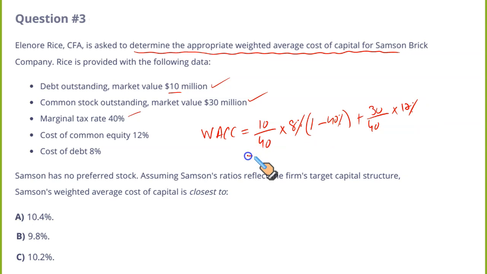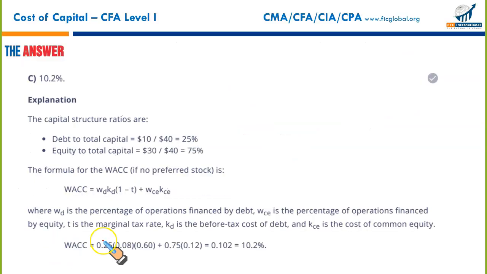All you need to do is just simplify and you will get your result. So 10/40 basically is 25%. 0.25 times 8 times 0.6 plus 0.75 times 12 gives me a final answer of 10.2. And 10.2 it is, C.